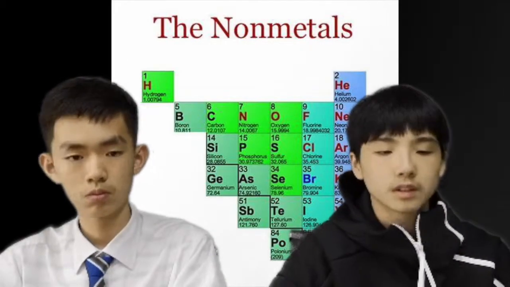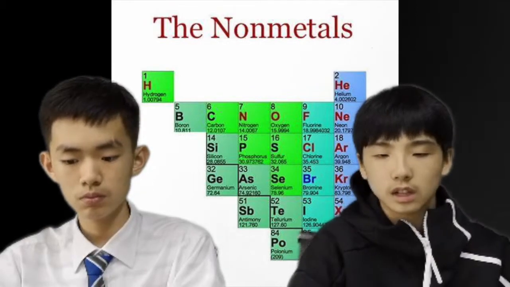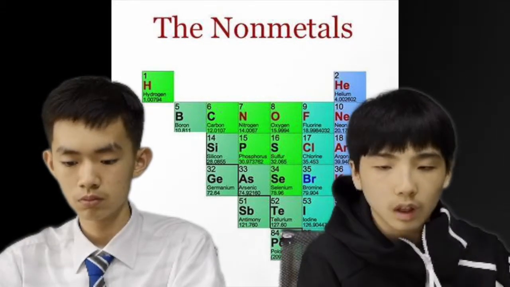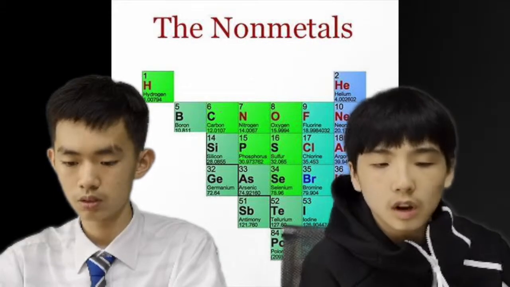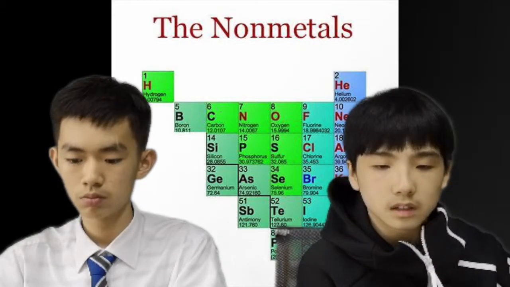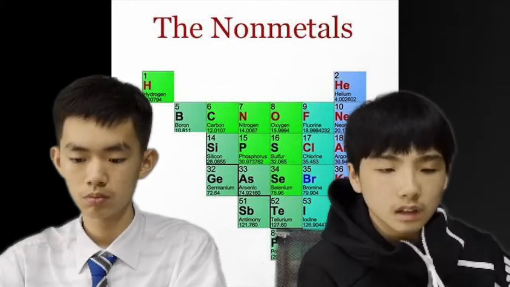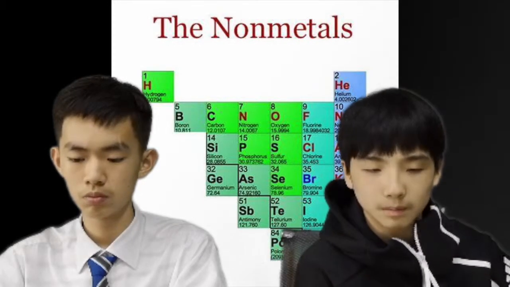The 5th group is nonmetals, although halogens and noble gases are also nonmetals, but they have their own groups. These elements in the non-metal groups tend to have bad conductivity of heat and electricity. They tend to form very brittle stuff.